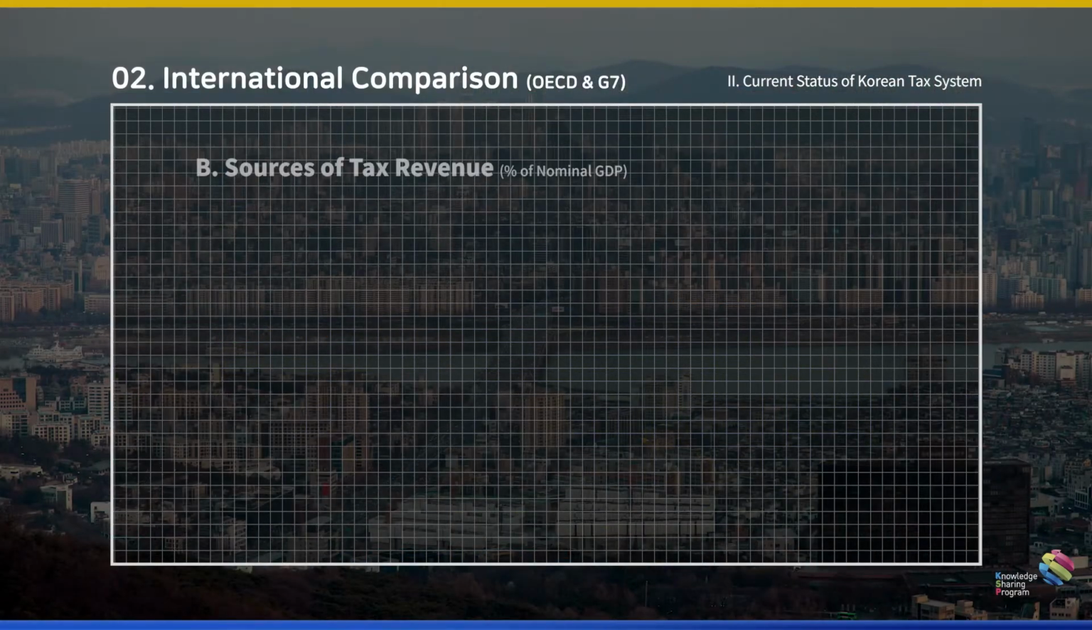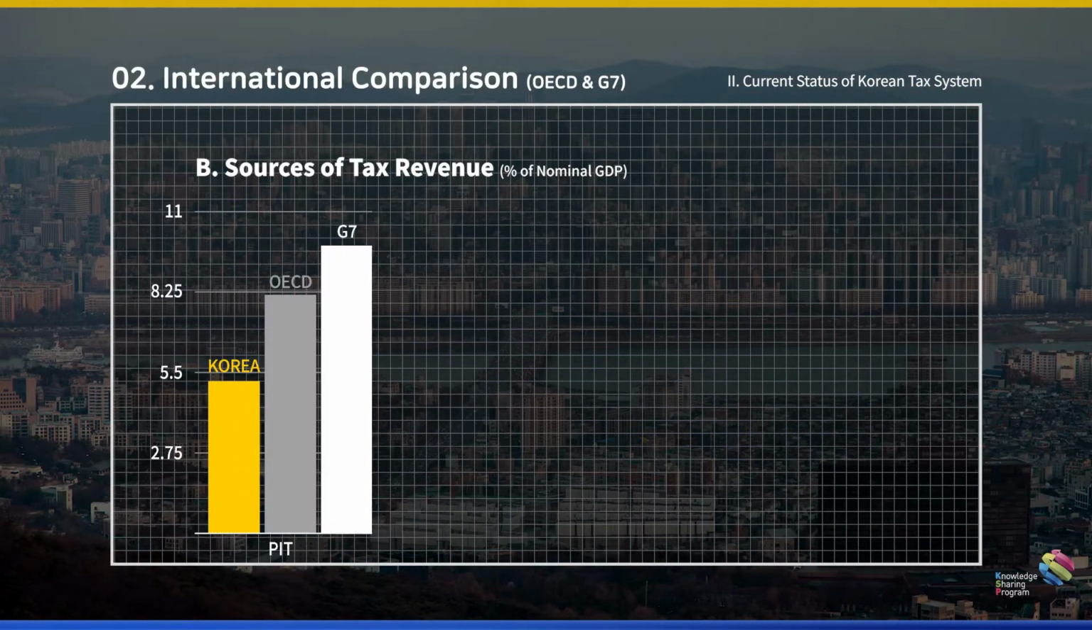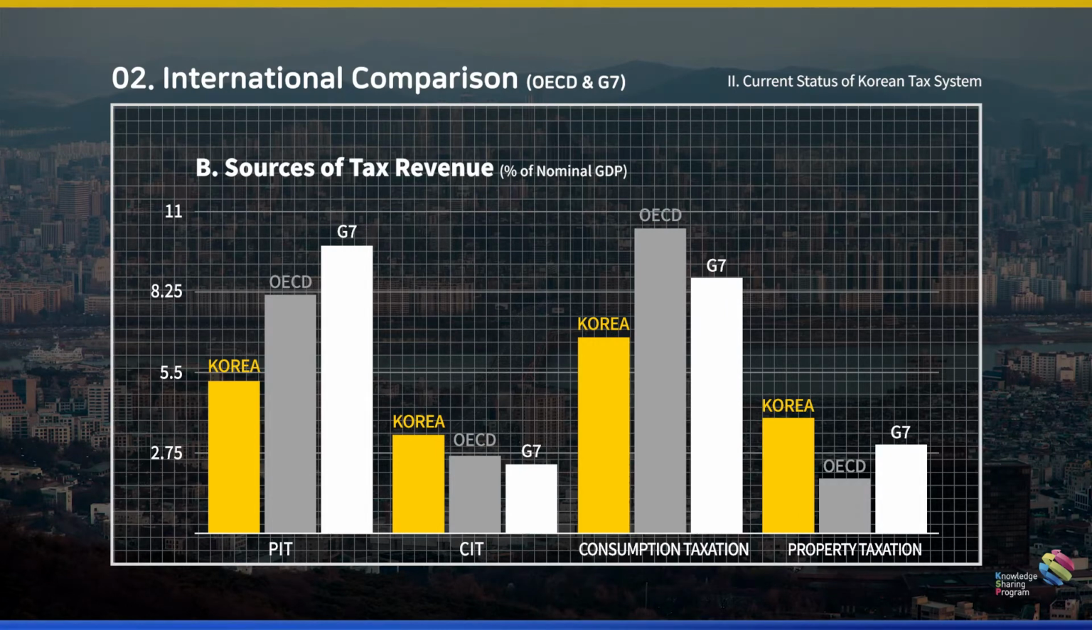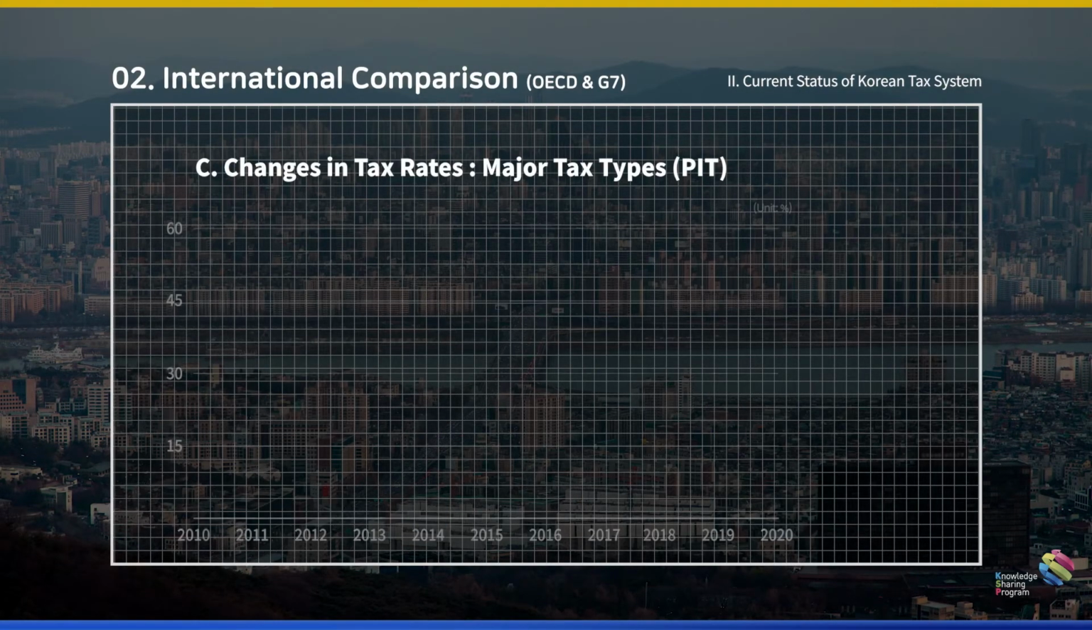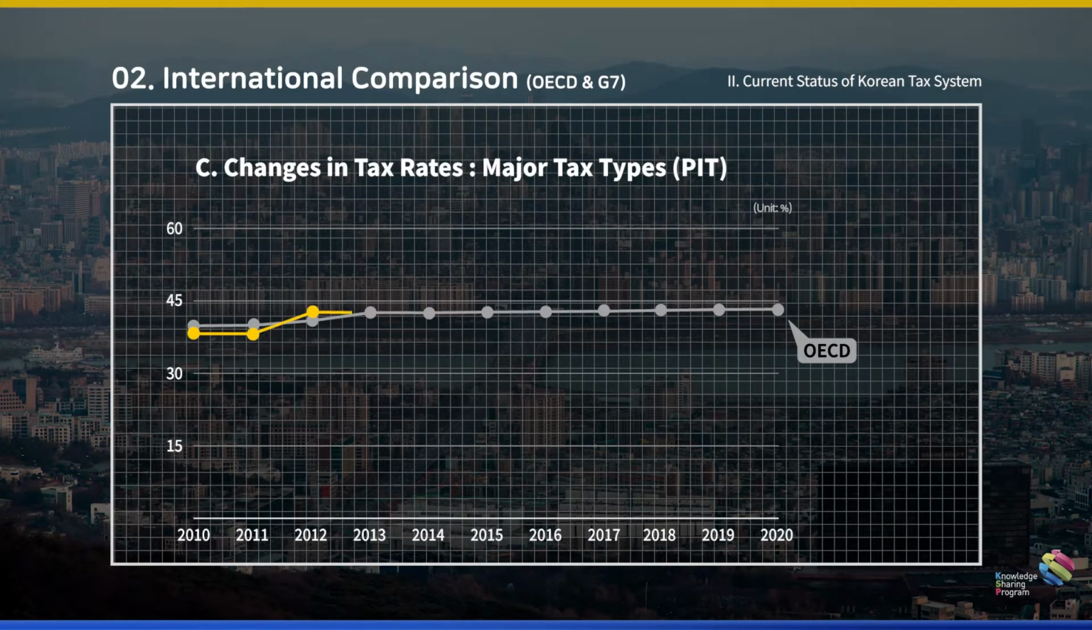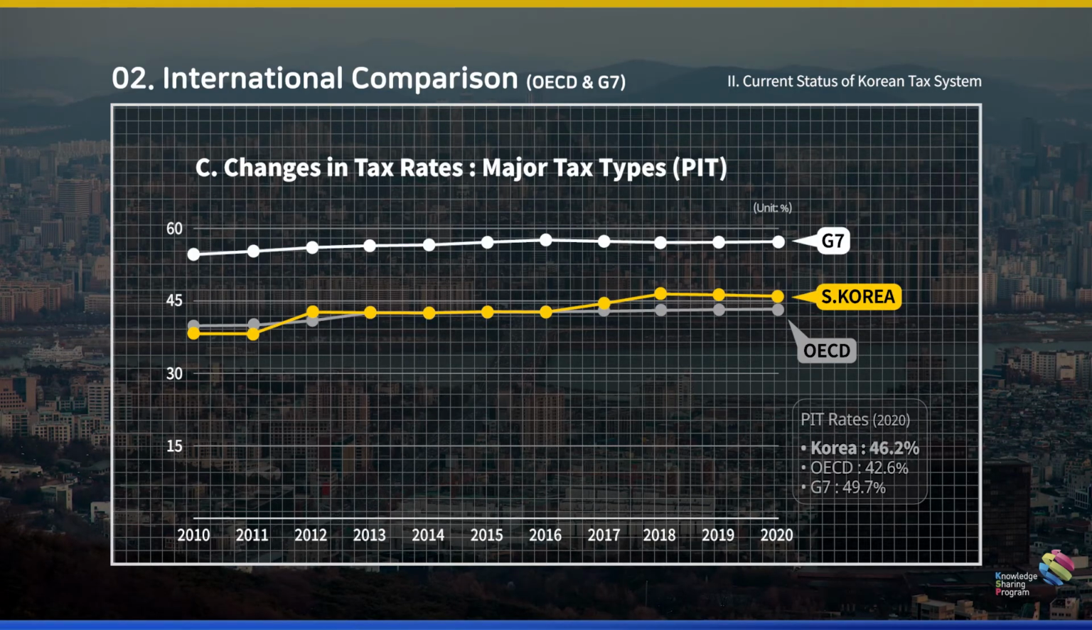The bars show the composition of tax revenue as percent of nominal GDP. As you can see, Korea is highest in CIT and property taxation, whereas it is the lowest in PIT and consumption taxation when compared to the OECD and G7 averages. Let's track the changes in the tax rates. Starting off at a level lower than the OECD average, Korea's PIT rate became higher than the OECD average, but it is still lower than the G7 average.